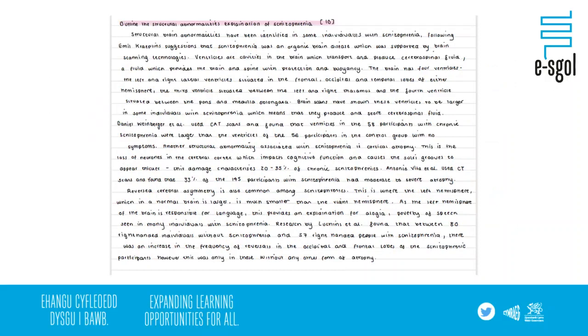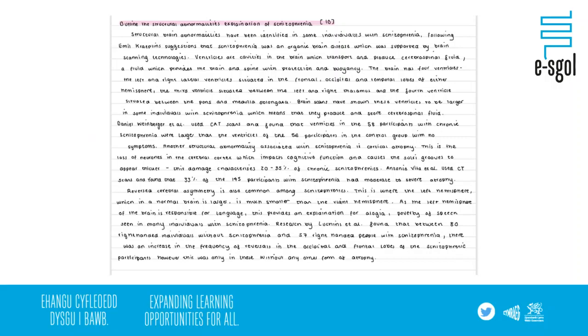Okay, and then looking at structural abnormalities. They've been identified in individuals with schizophrenia following Emil Kraepelin's suggestions that schizophrenia was an organic brain disease, which was supported by brain scanning technologies. Ventricles are cavities in the brain that transport and provide cerebrospinal fluid, which provides the brain with protection and buoyancy.